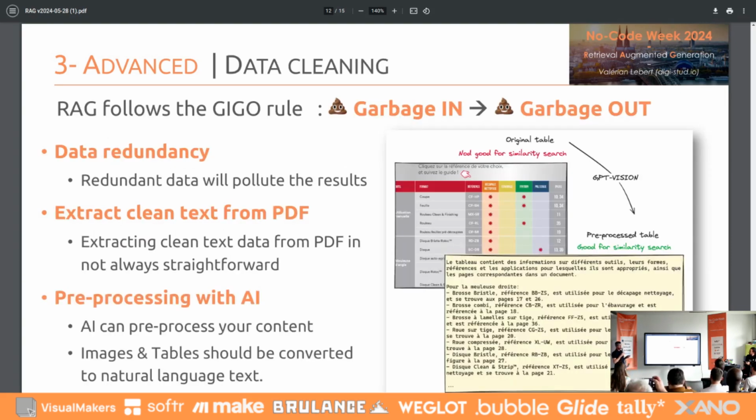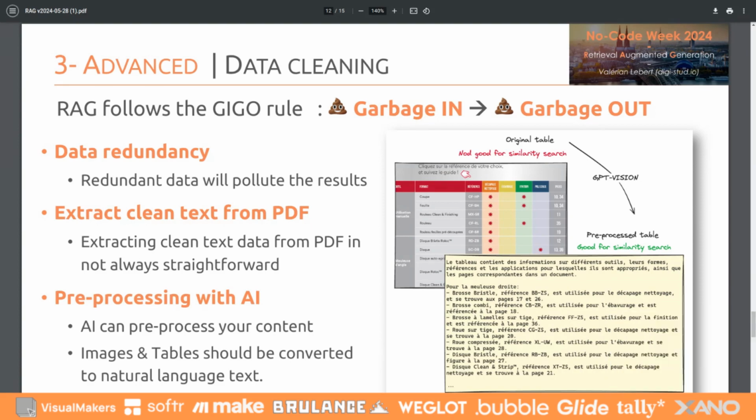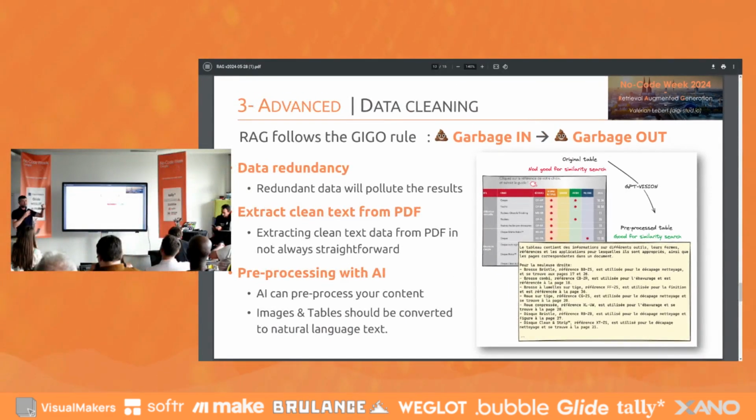Second important rule, any informatic system follows the GIGO rule, garbage in, garbage out. So you need to feed your database with clean data. What is clean data? It means you will avoid data redundancy. If you have duplicated documents, you will ask a question, and instead of having 10 maybe different sources of information, you will have 10 times the same document and provide a bad answer.